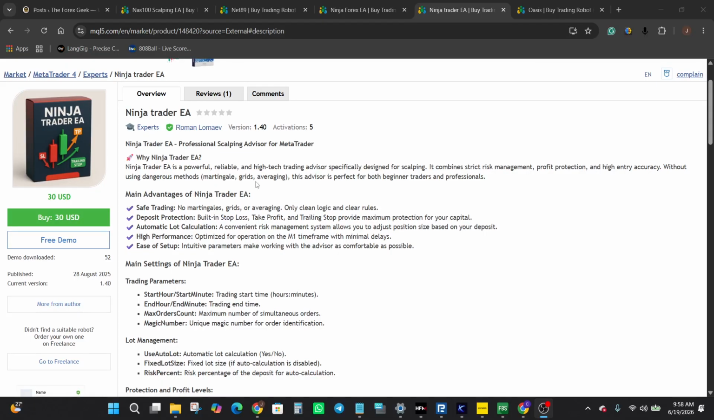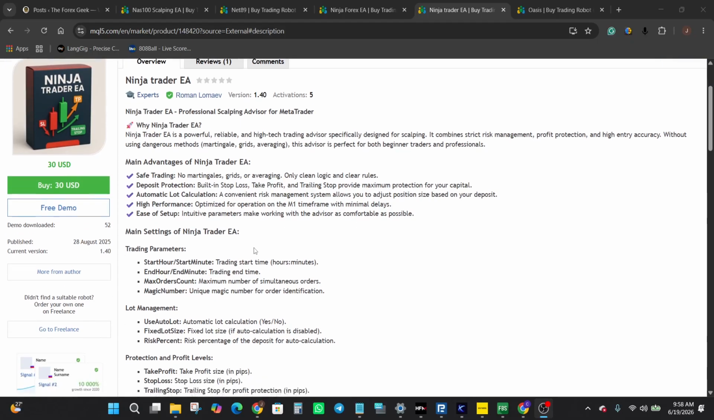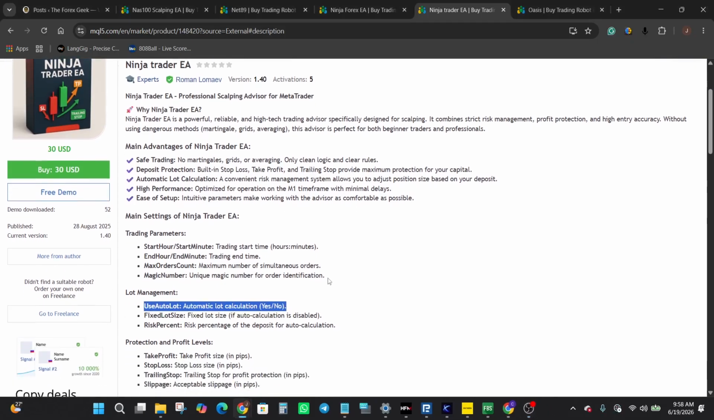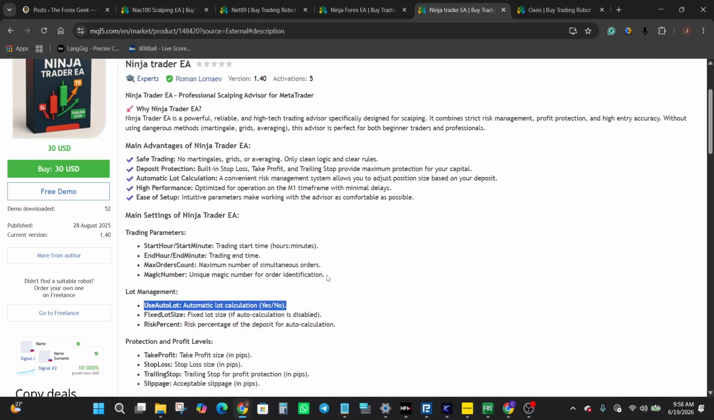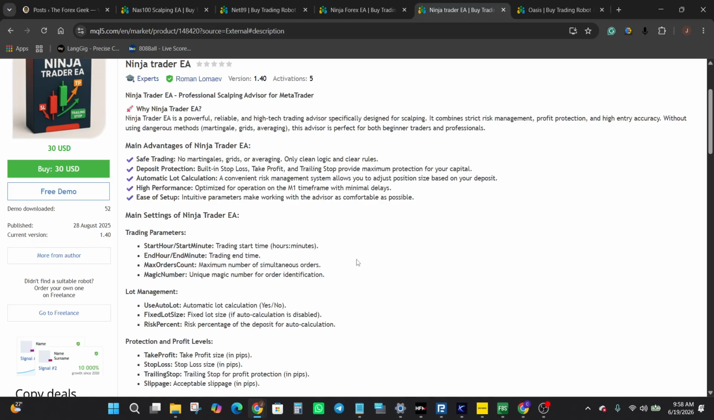the EA. There is an automatic lot calculation, and that feature can adjust position sizing based on account risk parameters. For traders who prefer manual control, the fixed lot sizing is also available through the settings.